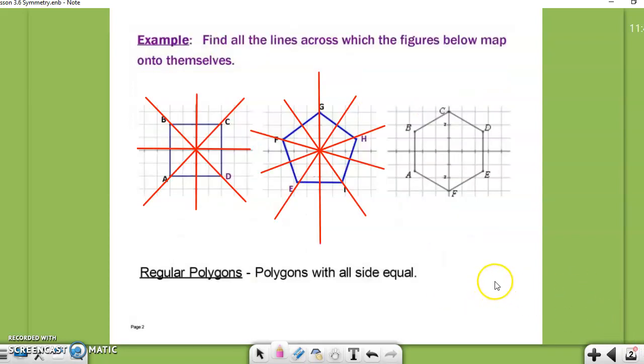Okay. So now here we're looking at find all the lines across which the figures map onto themselves. So I've drawn in the lines already for the first and second figure. Our first figure is a square. I want to show you a common error. If I start counting my lines, 1, 2, 3, 4. When I get back here, this is back to number 1 again. So this square only has 4 lines of symmetry.